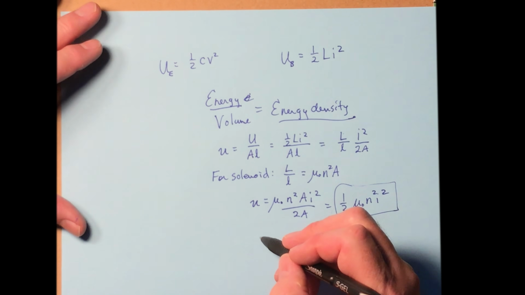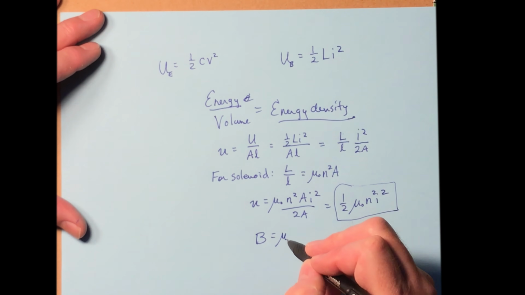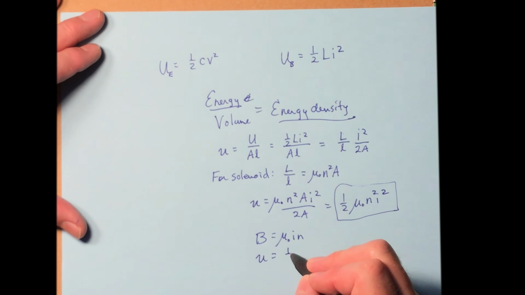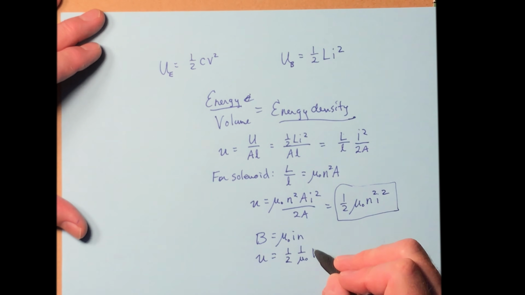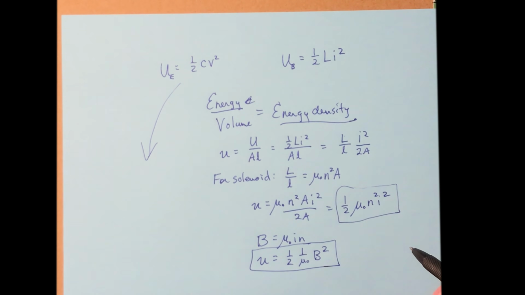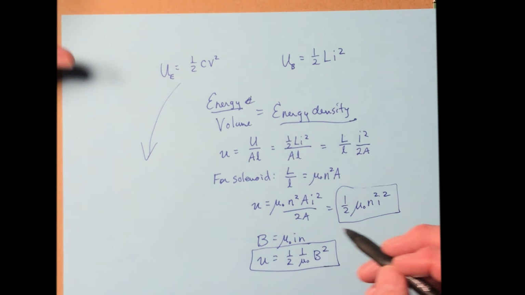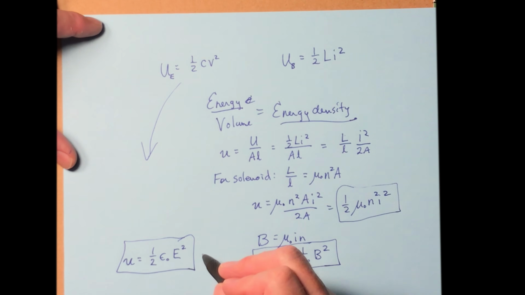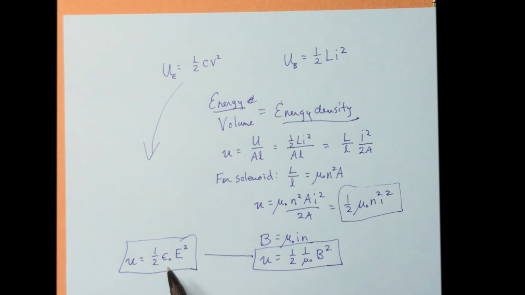But for a solenoid, the magnetic field is mu naught i times N. So u can be written as 1/2 times 1 over mu naught times B squared. Now, I don't remember if we went through that same sort of thing for a capacitor, but if you had followed through for a capacitor, the energy density is going to be 1/2 epsilon naught E squared. You can see there's a parallel here. We've got the 1/2 in both of them, the epsilon naught for the electric field, the 1 over mu naught for the magnetic field, and of course the field itself in each of those two cases. So that's the energy density.